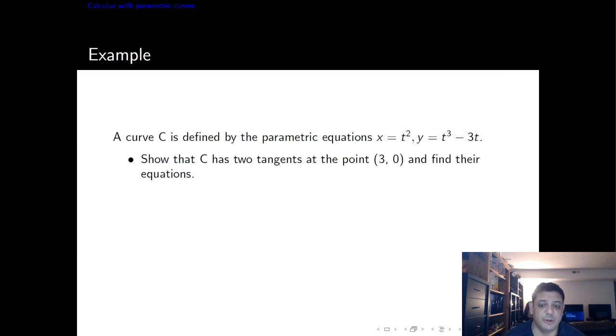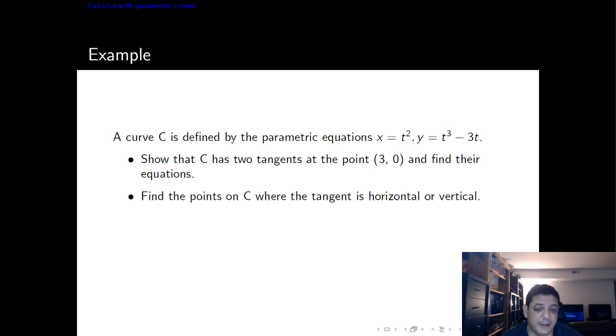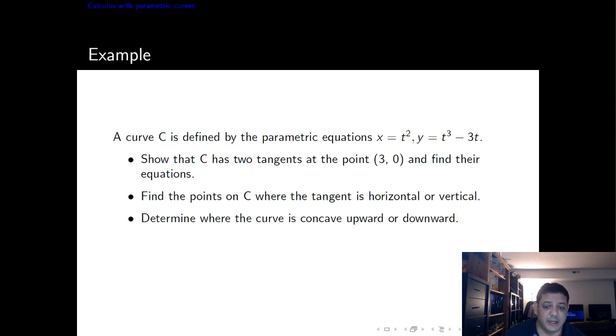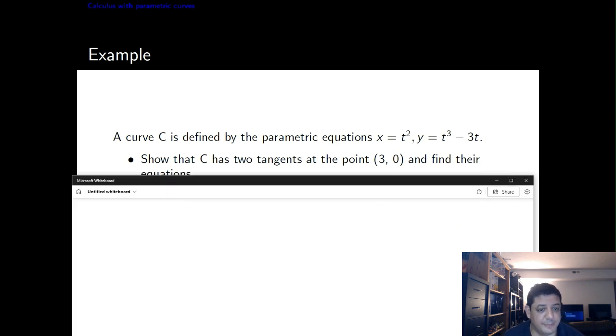First we want to show that the curve C has two tangents at the point (3, 0), and find their equations. We want to find the points where the tangent is horizontal or vertical, and determine where the curve is concave up or down. And finally, we want to sketch the curve. So now let's go and find some of these things.